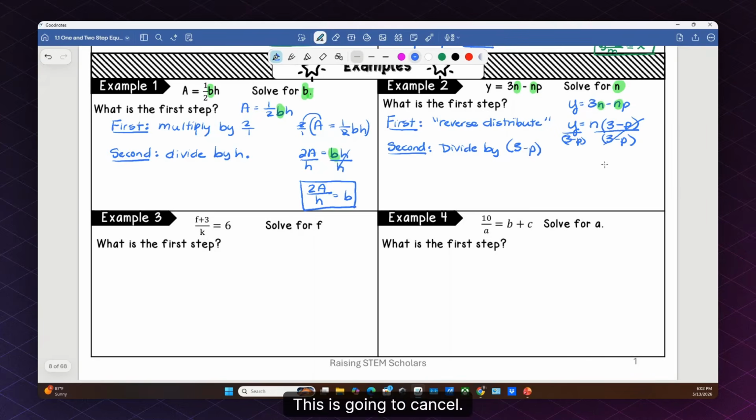This is going to cancel. And so my answer is going to be y divided by 3 minus p equals n.